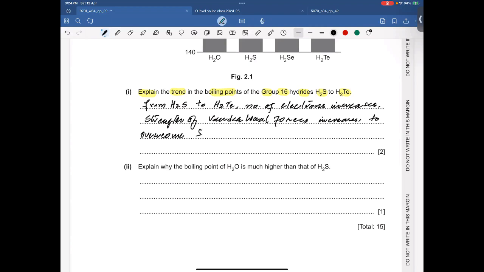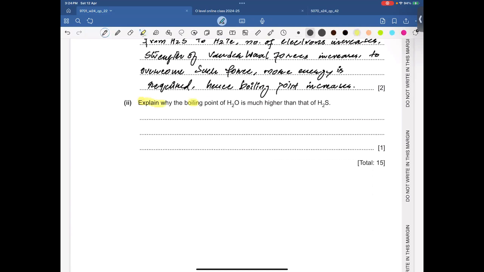To overcome such force, more energy is required. Hence, boiling point increases. Now, explain why boiling point of water is much higher than that of H2S.